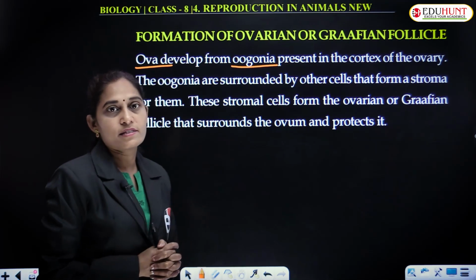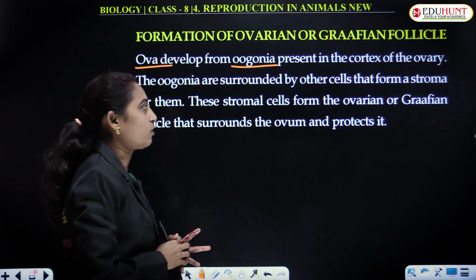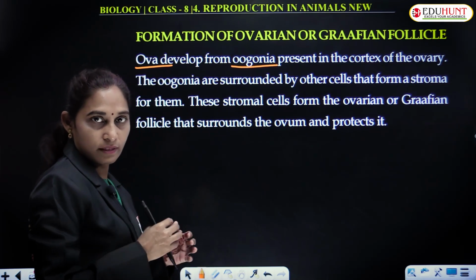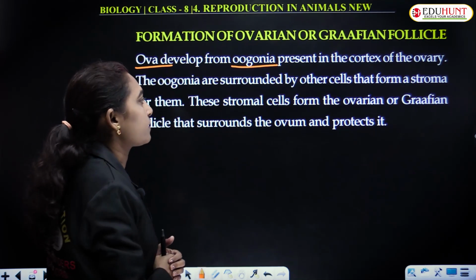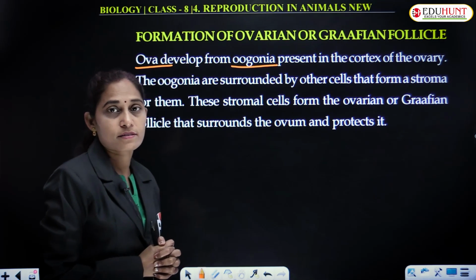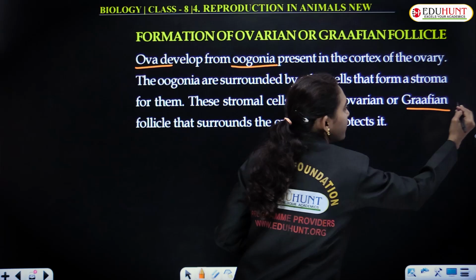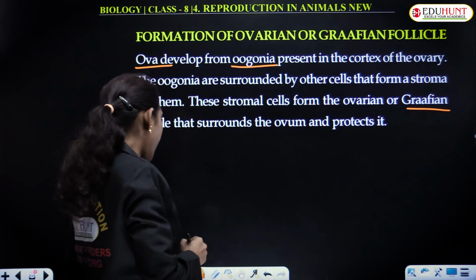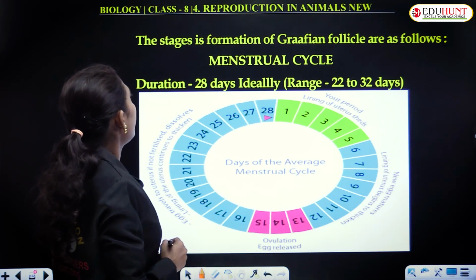The stromal cells enclose the ovary, and the Graafian follicles surround the ovum and protect it.